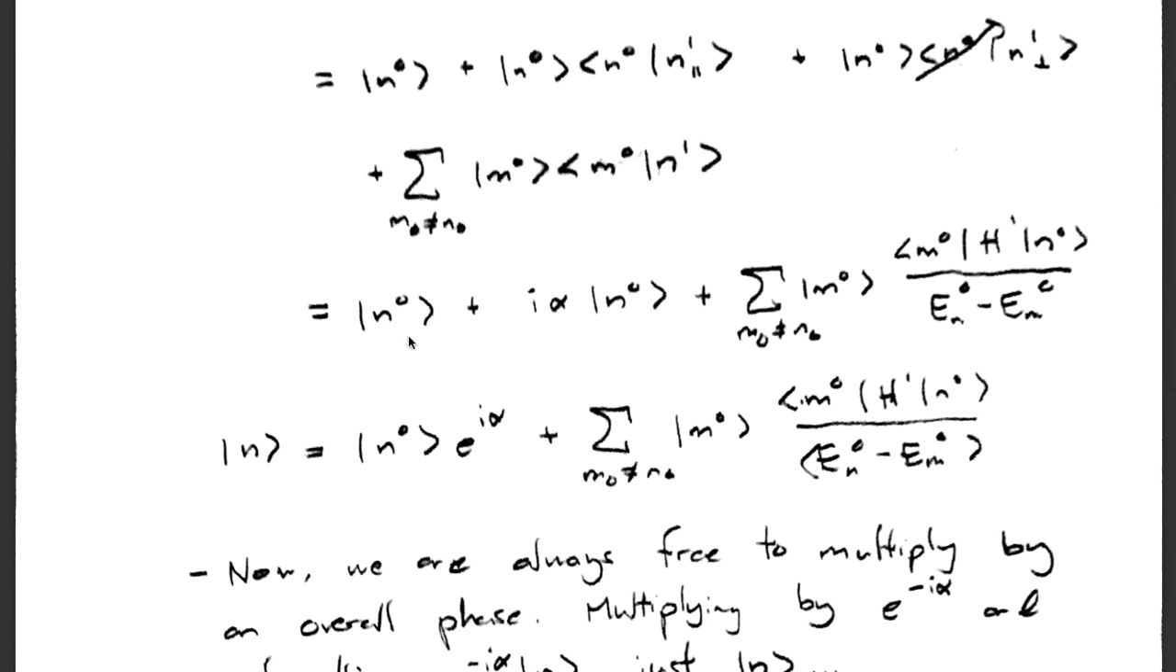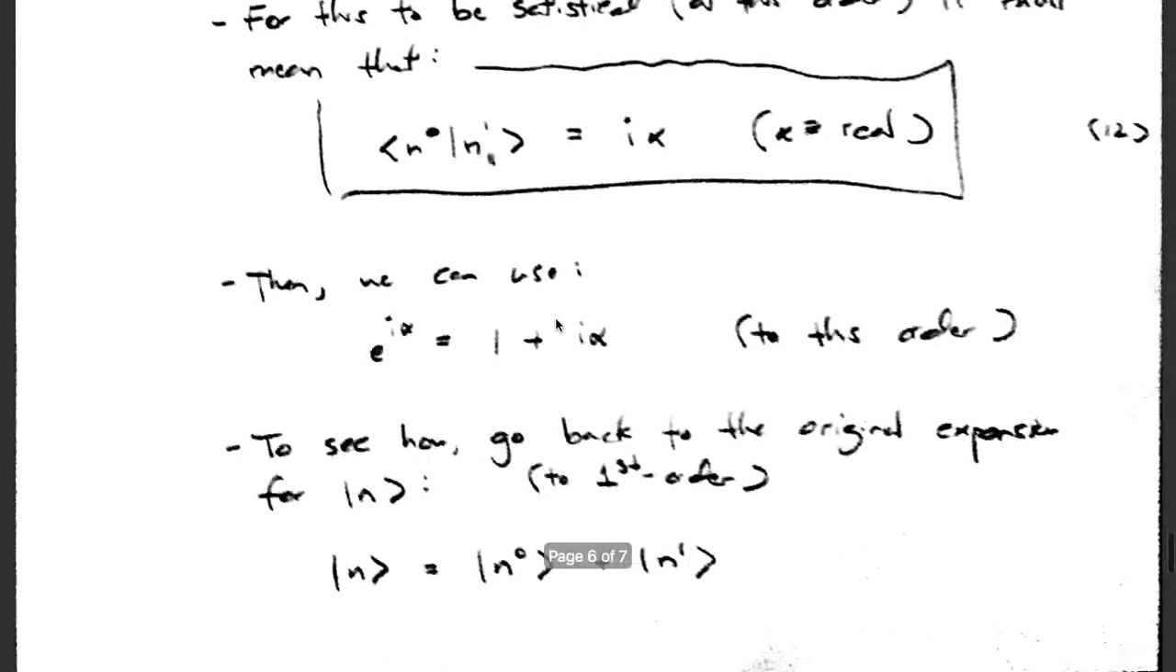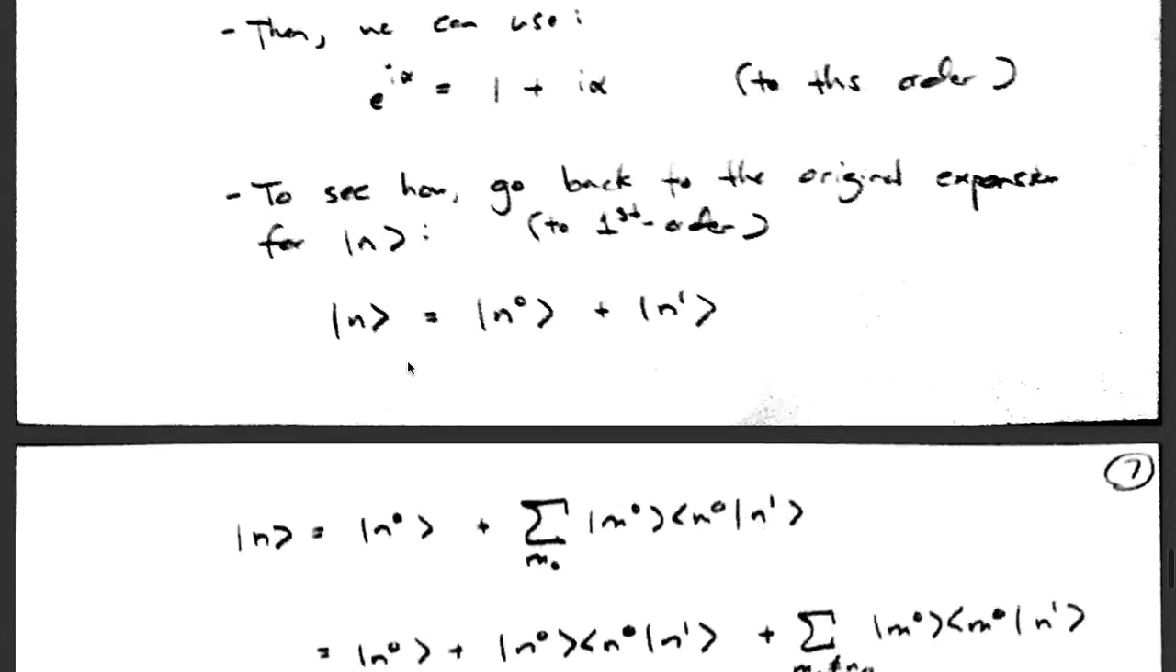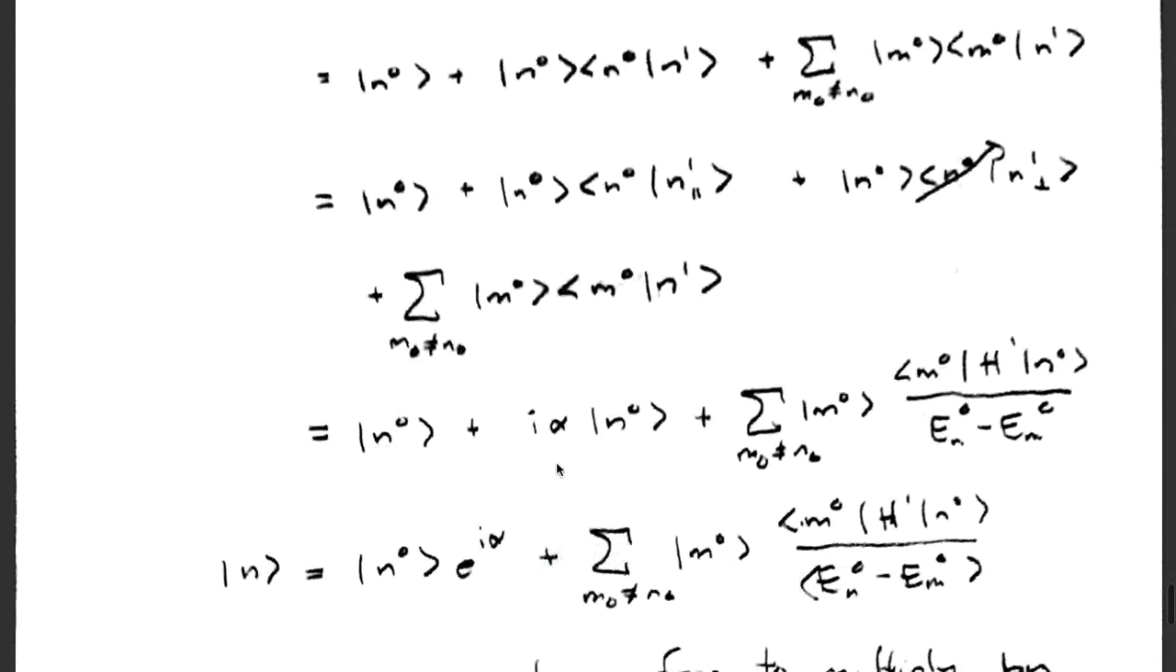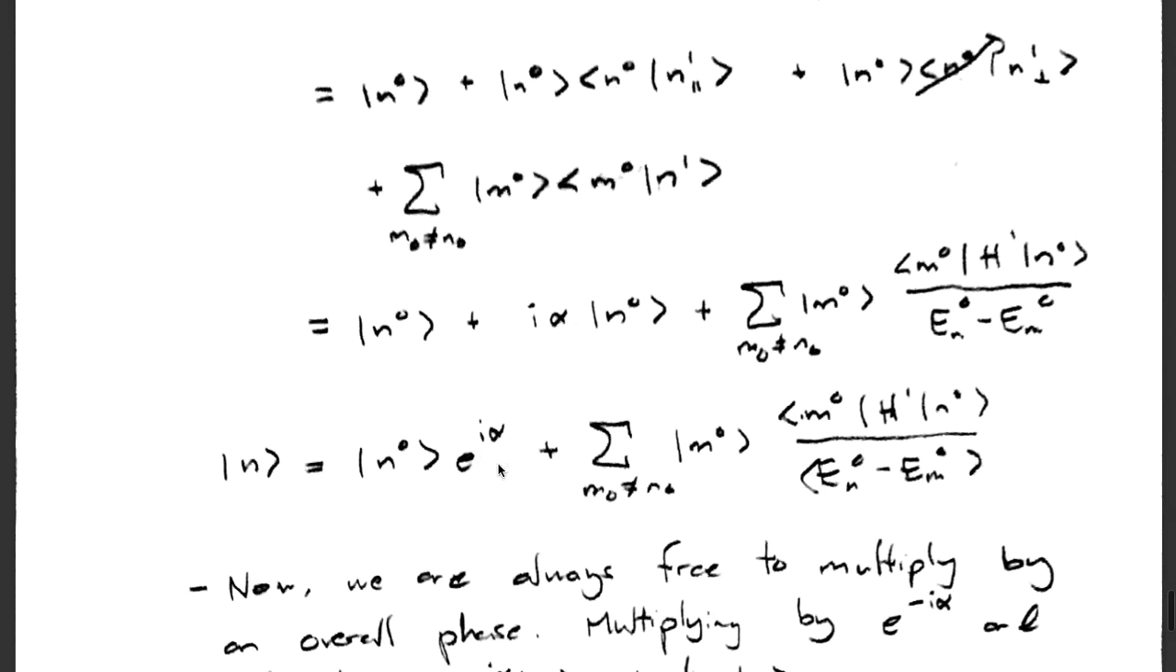So I have n naught plus i alpha times n naught plus this junk over here, and so this is like 1 plus i alpha times m naught. I said that i alpha is small, so what we can do is resum it. I have 1 plus i alpha, and that's approximately e to the i alpha, if you think about expanding out this e to the i alpha. So I can group that together, and I get n naught times e to the i alpha plus this stuff. And now I can always multiply by an overall phase.